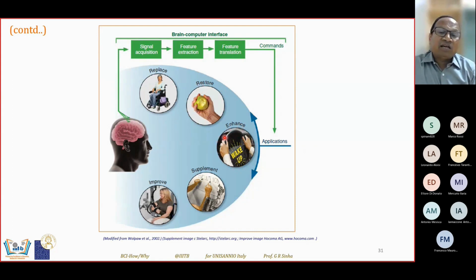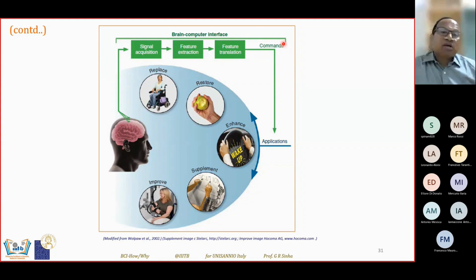Enhancement: a lot of BCI work is going on using EEG signal for drivers who drive their trucks or different vehicles for a long time. If they go into sleep, there must be some alarm, or they can receive some alert signal. So enhancing that ability, supplementing the ability, and then improvement of certain abilities. Replace, restore, enhance, supplement, and improve. All these are applications of BCI, and all these are possible by using suitable commands.